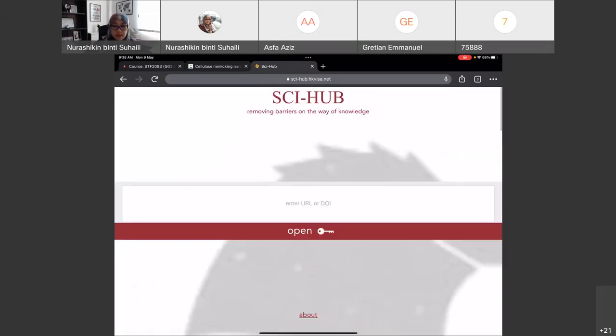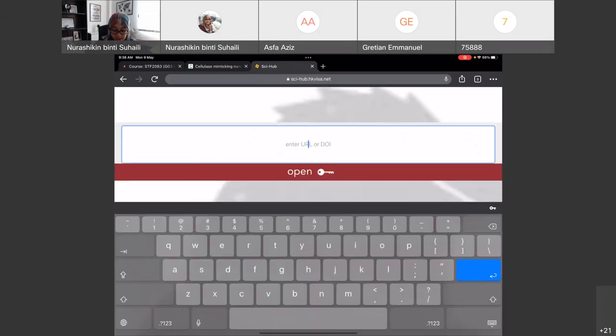Here you can see it says enter URL or DOI. So here is where you paste your DOI from just now. And don't type the keywords. It's different. You have to type the DOI of the article that you want to access. So open.